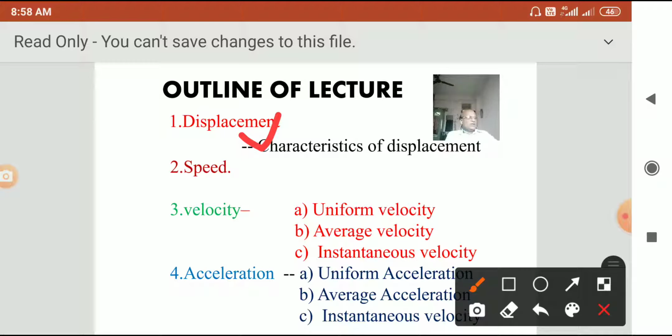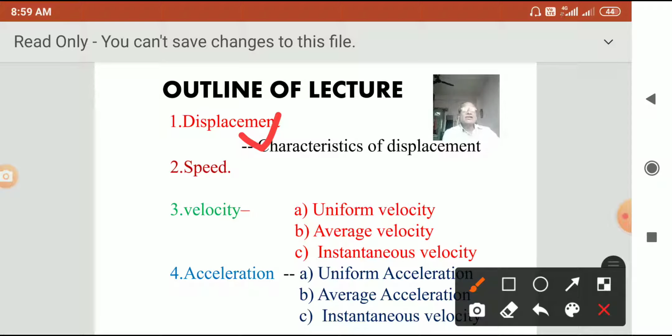The magnitude of the displacement vector gives the shortest distance between the two points. This is the first characteristic. The displacement may be 0, positive, or negative, and it is independent of origin. The third characteristic is that path length is scalar while displacement is vector, and the last one is that displacement is measured in the unit of length. Now this is about displacement.